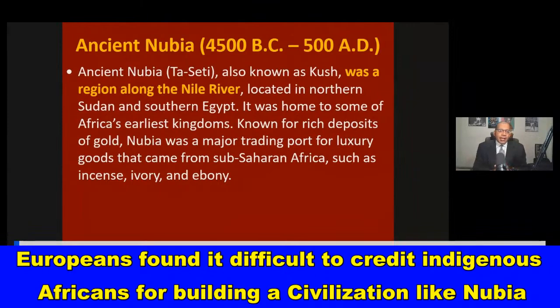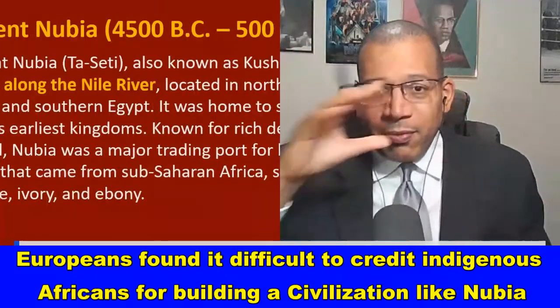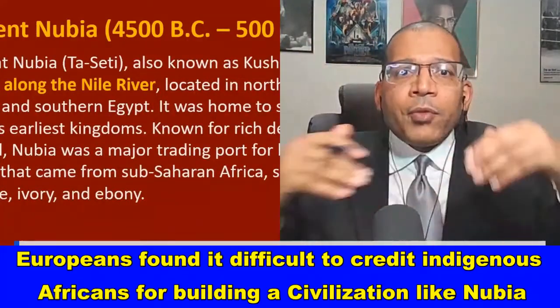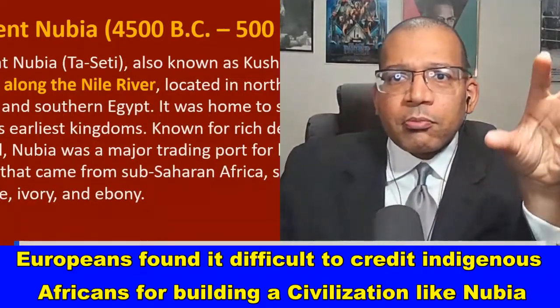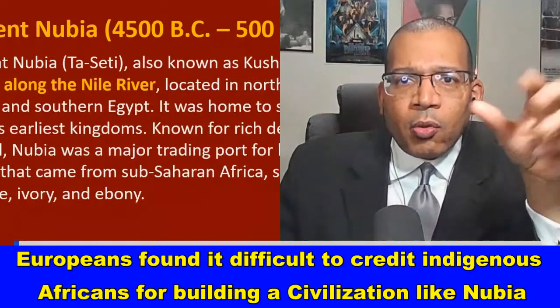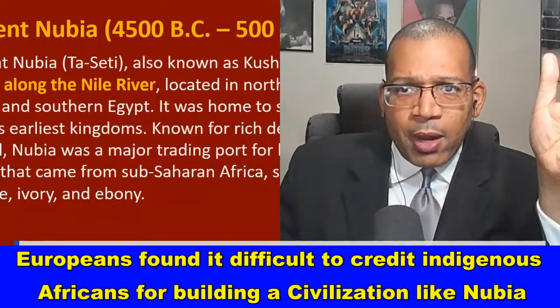Now, ancient Nubia or Ta-Seti or Ta-Nehesi, also known as Kush, which was more of a region than a kingdom. And some of that also depends upon which period of time you're talking about. But ancient Nubia was a region along the Nile River located in northern Sudan and southern Egypt, or southern Kemet. Today, the lower portion of Egypt and the upper portion of the Sudan, that is where Nubia was.